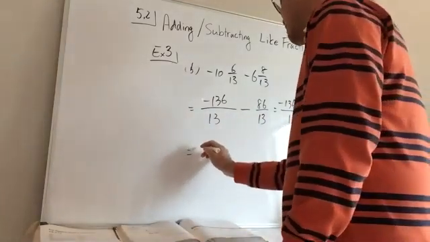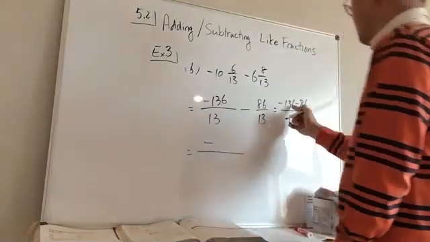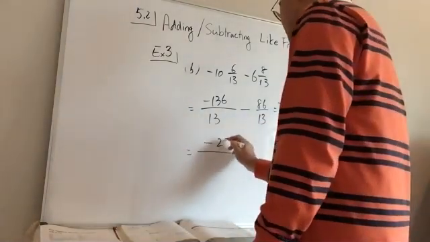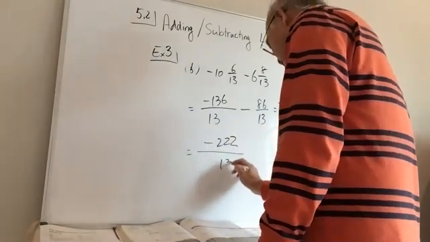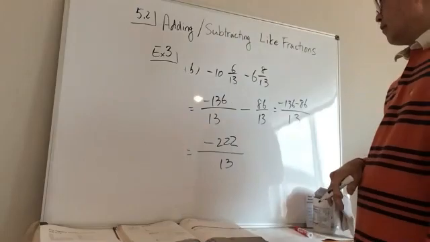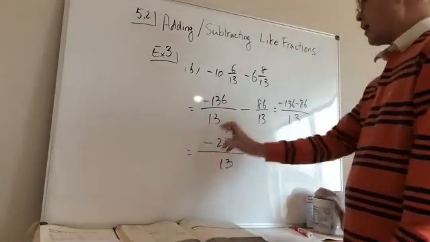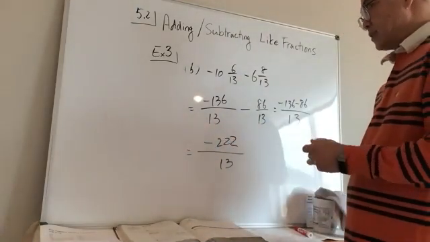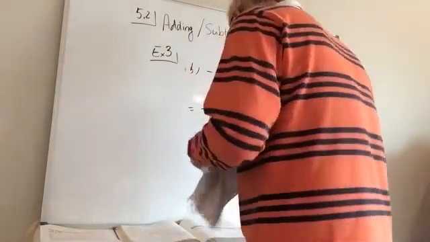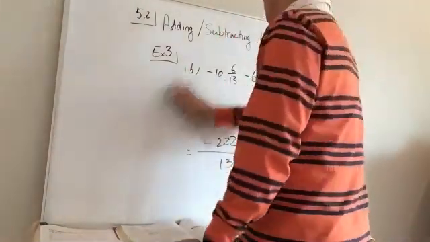So if I add the top together, I'm going to get negative 222 over 13. Okay? Again, you can stop right here. You don't have to go back into the mixed fractions. Right? Example number 3 done, and last, let's go ahead and do example number 4.